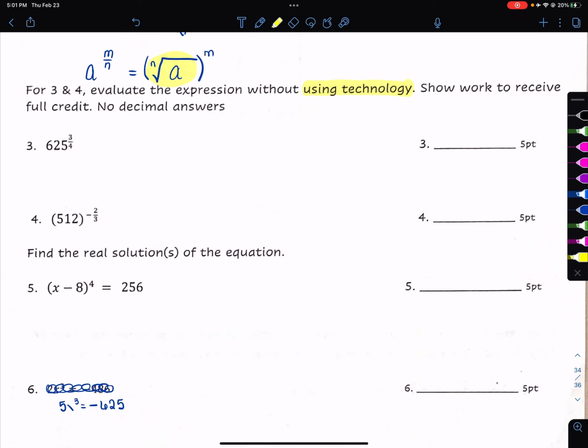Okay, so let's go ahead and do that. So we will have 625 is our radicand, 4 is the index or the root, and 3 is the power or the exponent. Okay. The fourth root of 625, that is 5. And then 5 to the third power, that is 125.